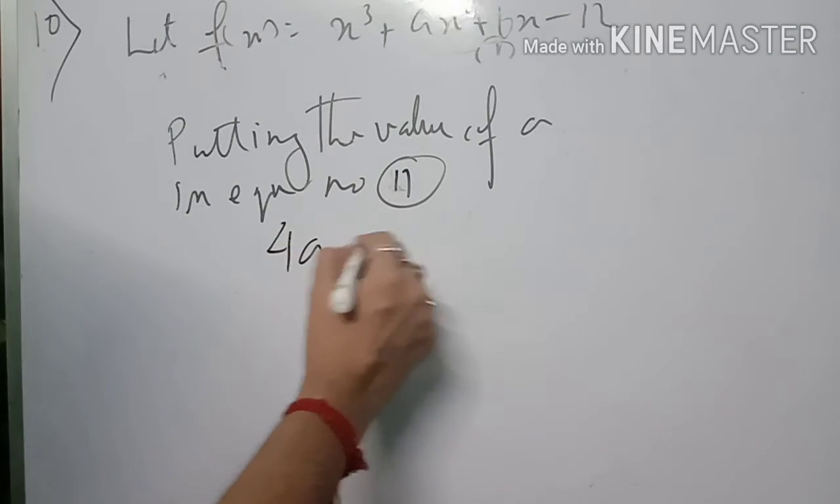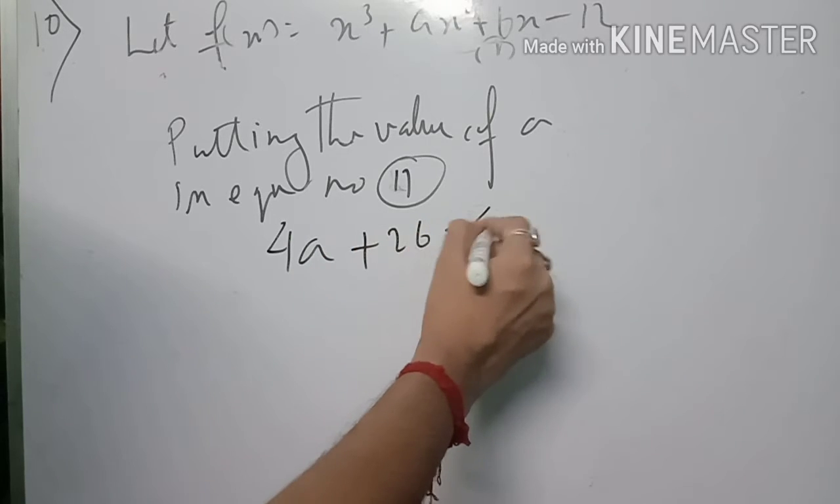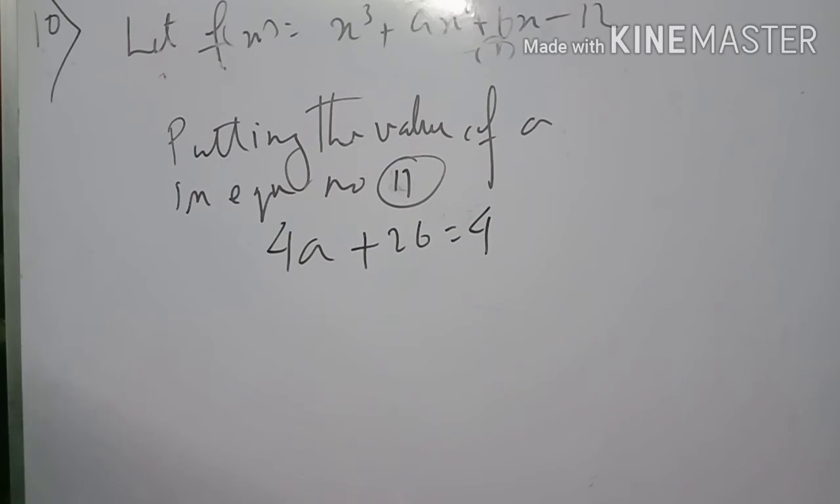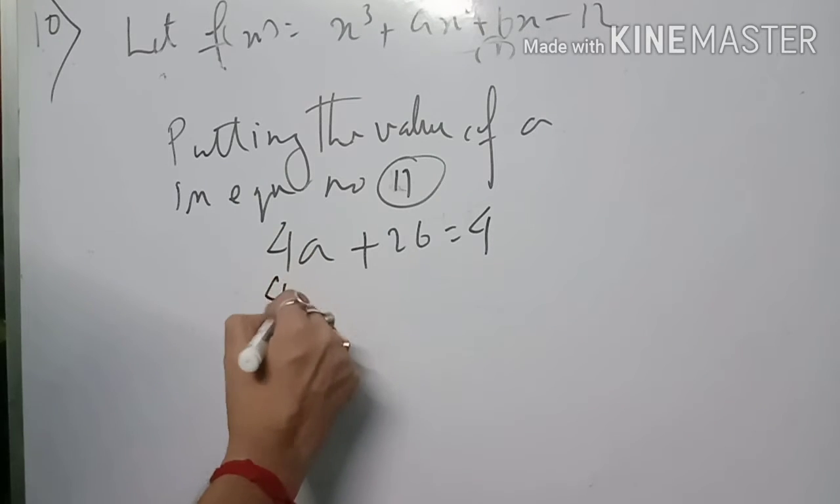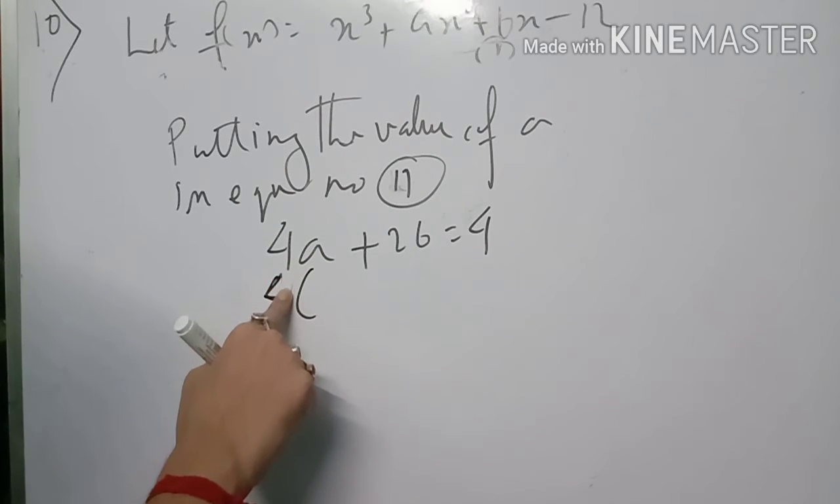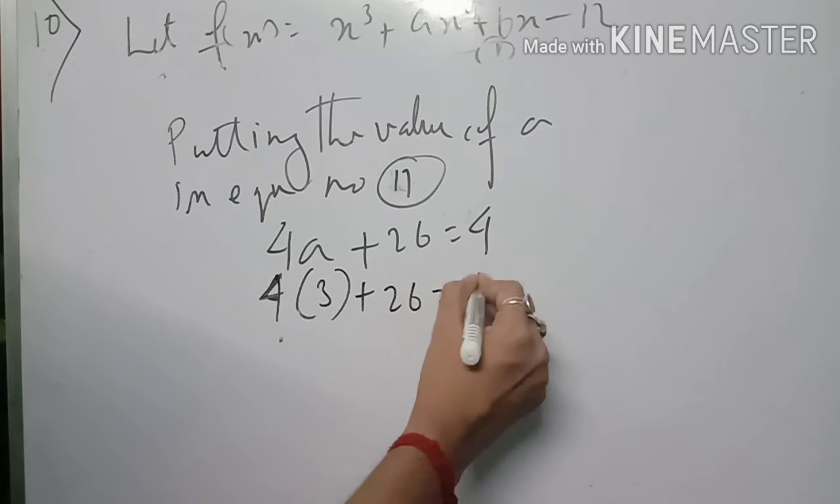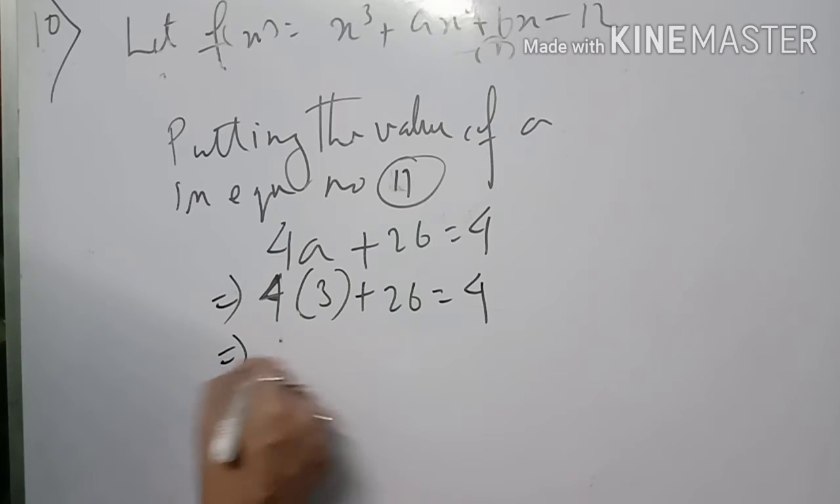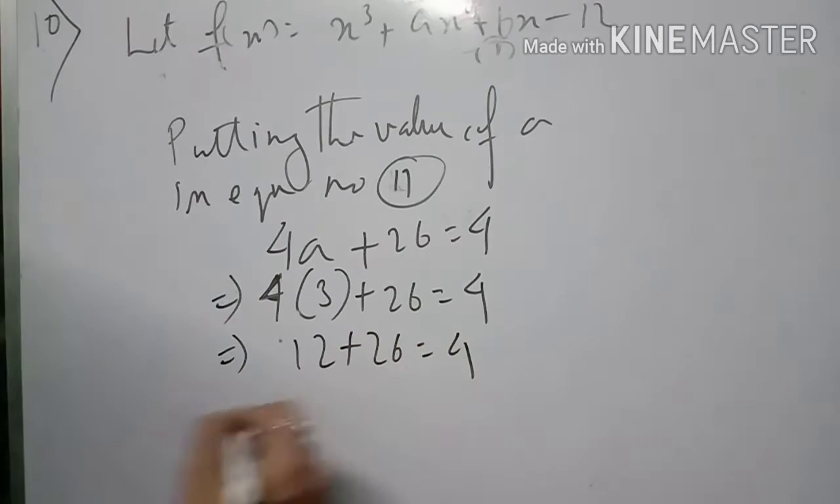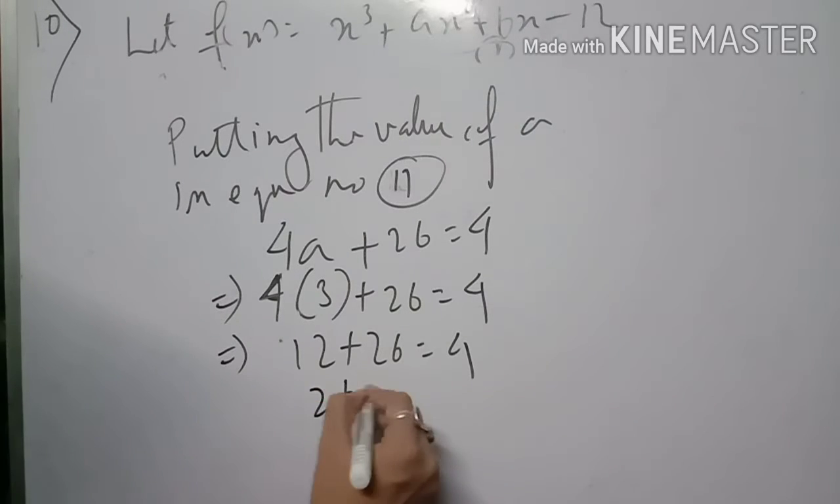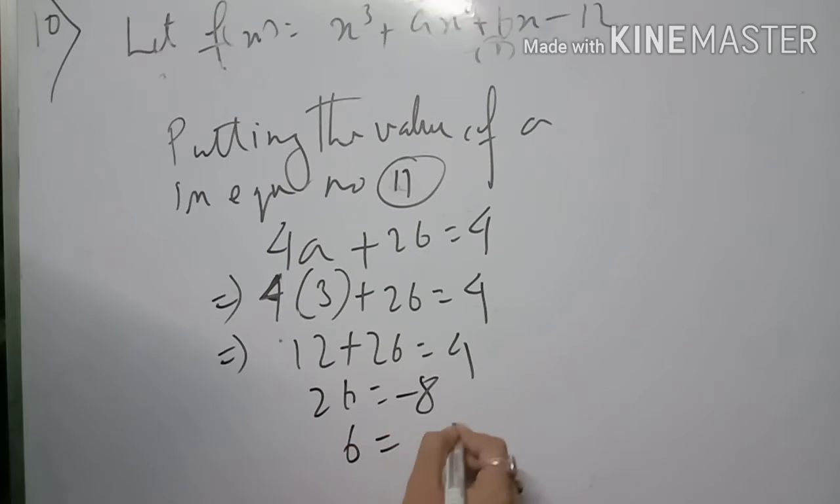So let me write down the equation. 4a plus 2b equals 4. We got the value of a as 3, so it will be 4 into 3 plus 2b equals 4, so 12 plus 2b equals 4. Let us change the position, it will become minus 8, and b becomes minus 4. Clear, guys? We're done with the sum. Let us move on to the next one.